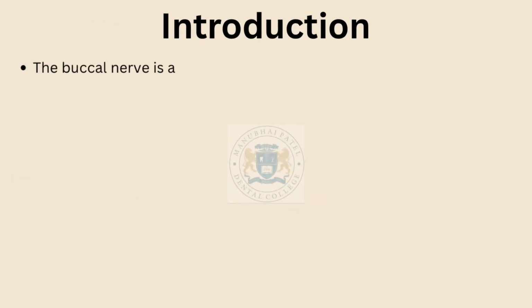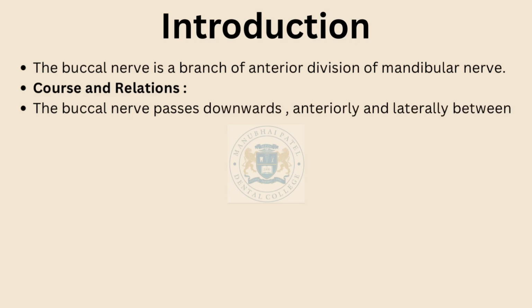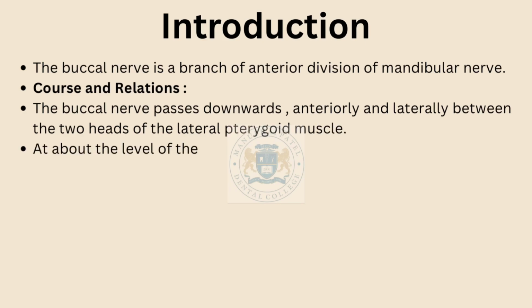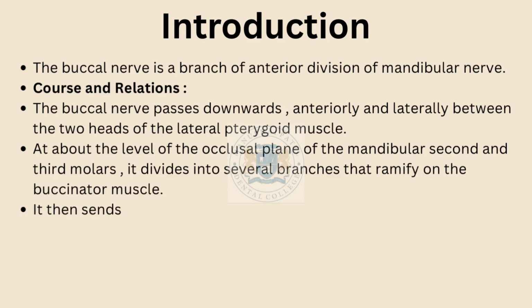Starting with the introduction, the buccal nerve is a branch of the anterior division of the mandibular nerve. Course and relations. The buccal nerve passes downwards, anteriorly and laterally between the two heads of the lateral pterygoid muscle. At about the level of the occlusal plane of the mandibular second and third molars, it divides into several branches that ramify on the buccinator muscle.